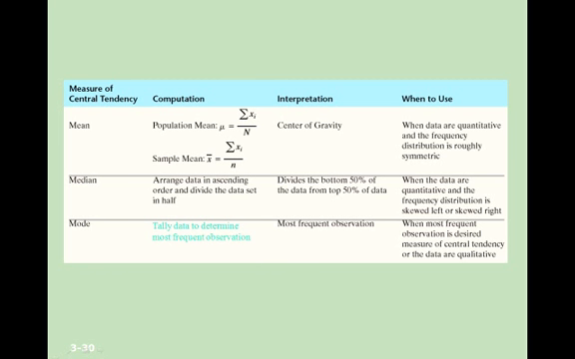To find the mode, we tally the data to determine which one is most frequently observed. And we use this value when we want to know the most frequent observation, or also when the data are qualitative.